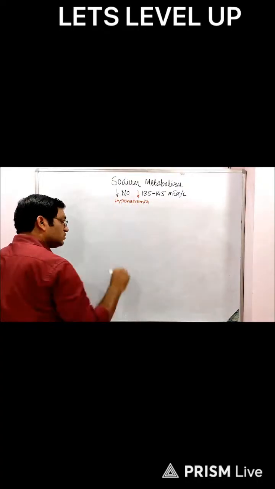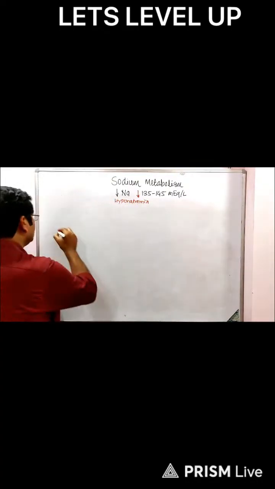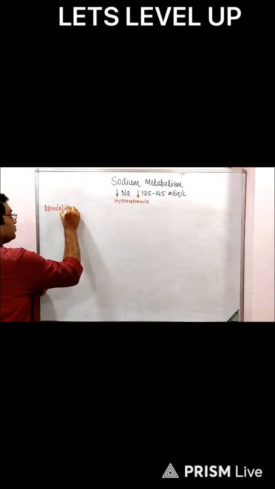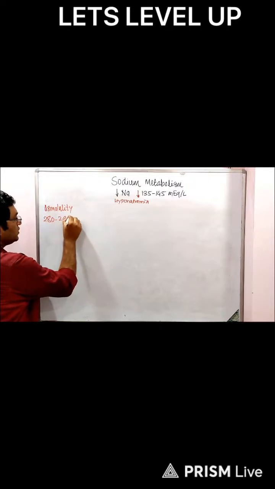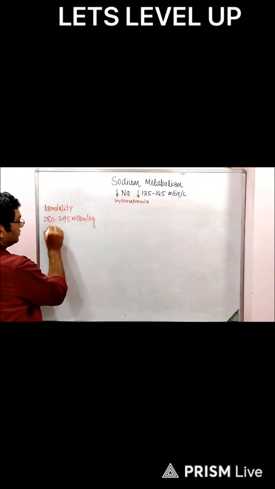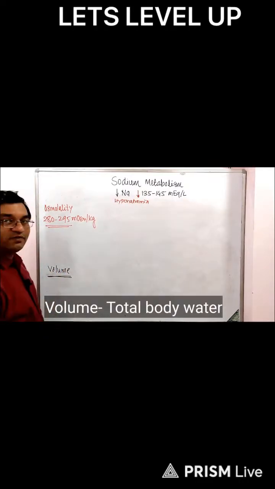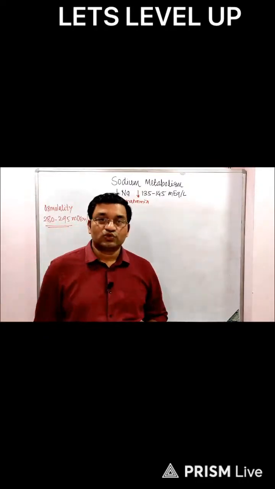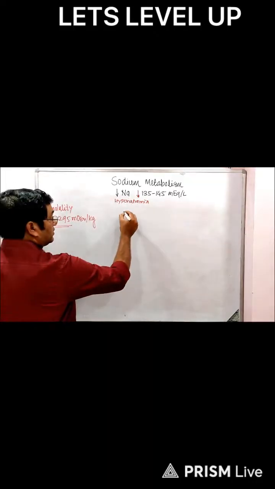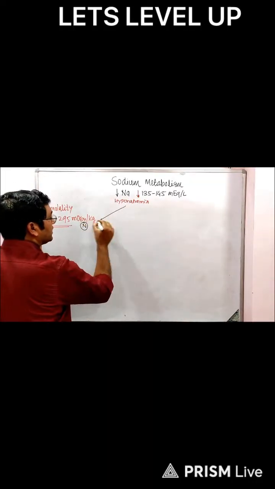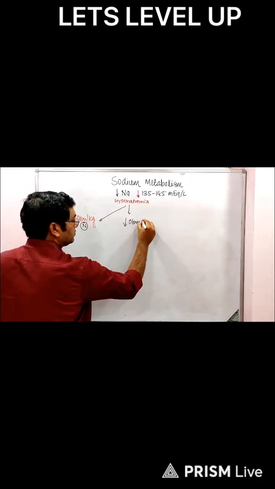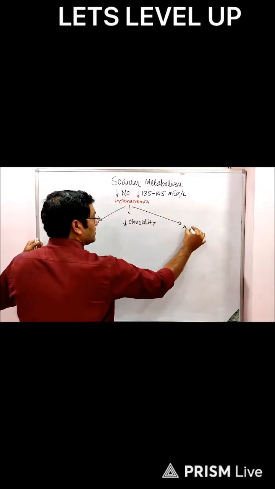In the diagnostic approach, first see for the osmolality. The normal is 280 to 295 milliosmol per kg. This is normal osmolality. And then see for the volume, total body volume. Osmolality and volume are the two important components related with the sodium disorders. So there will be three possibilities: first one is normal osmolality, second is decreased osmolality, and third is increased osmolality.